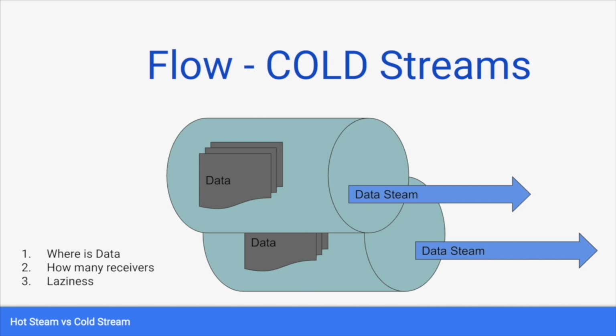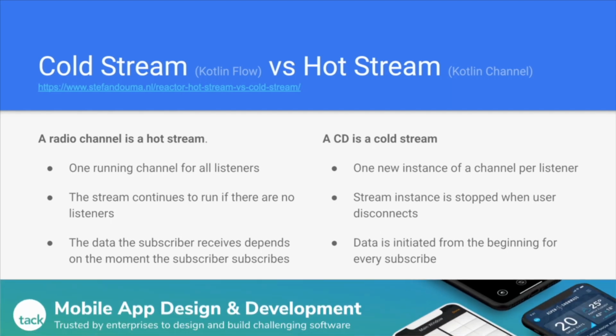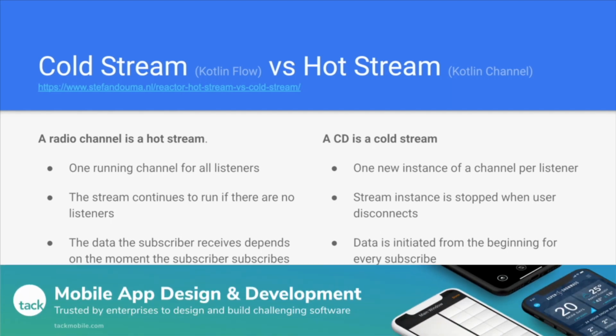Now, one of the really nice ways I've heard about explaining the difference between a cold and a hot stream is by using the radio and CD analogies. So a radio is like a hot stream. It has multiple listeners listening to the one channel. The streams exist even if there's no one listening to them. And the data is coming from the radio station, so it's not inside the stream.